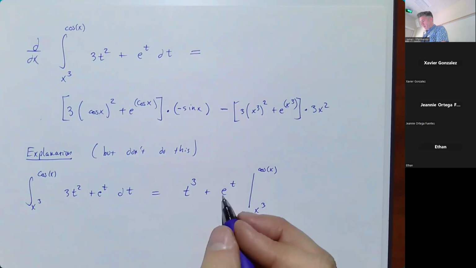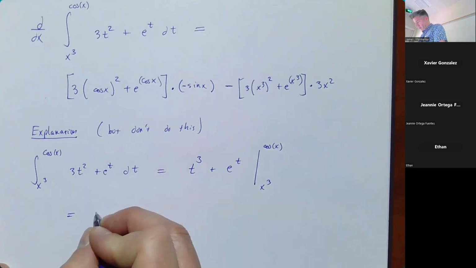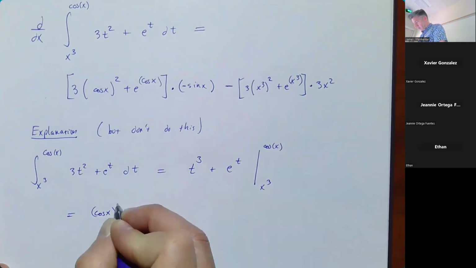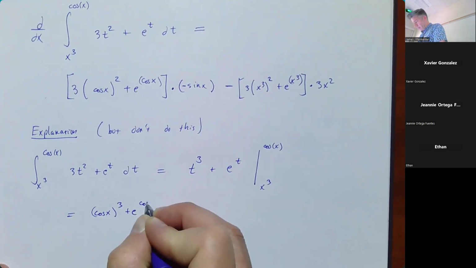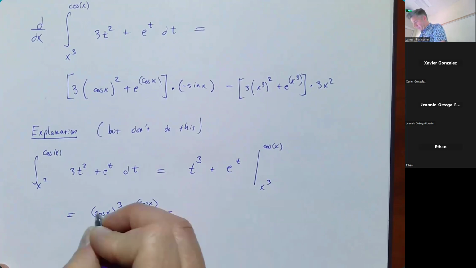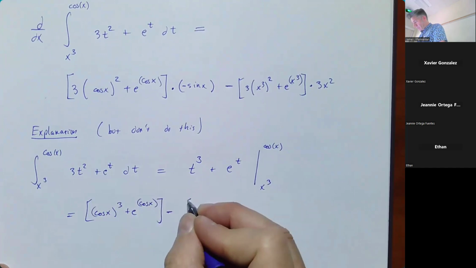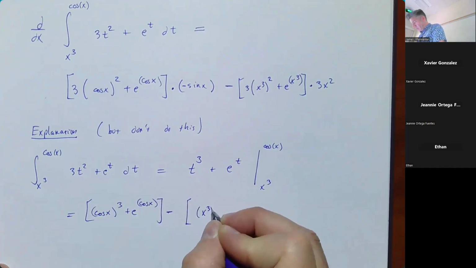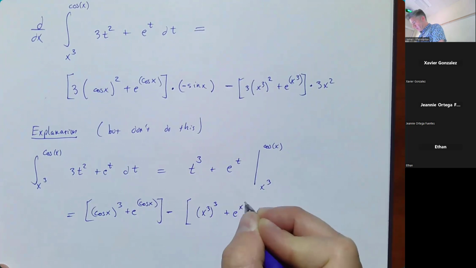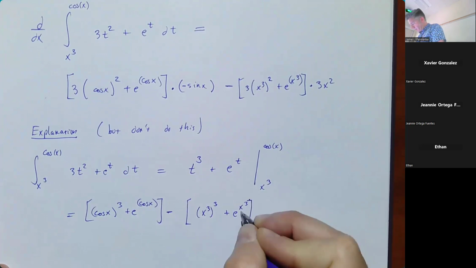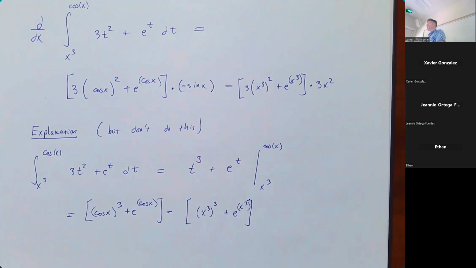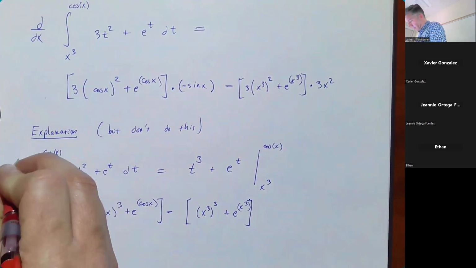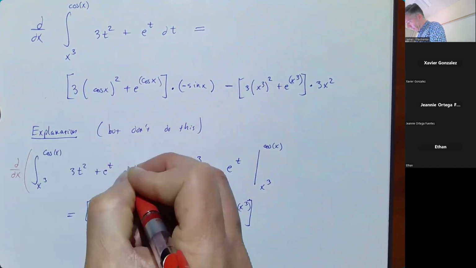So we're going to plug in cosine of x first. We're going to get cosine of x quantity cubed plus e to the cosine of x minus, then we're going to plug in x cubed, and we're going to get x cubed cubed plus e to the x cubed. And now we're going to take the derivative of all that, right? Because really, I'm going to write the derivative in front of all this.